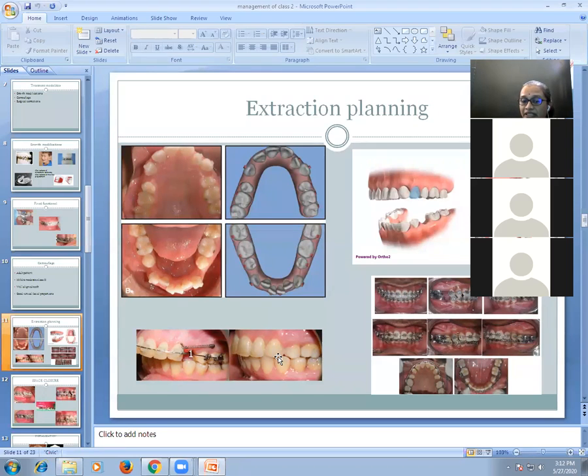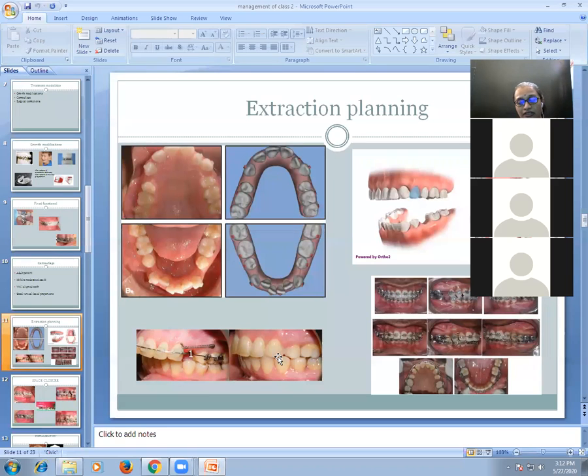So, extraction has a main important role in camouflage. We cannot do camouflage without extraction. Camouflage is done in adult patients. They need minimum space to correct the malocclusion. In these cases, we'll think of extractions. So, which tooth to extract and when to extract.